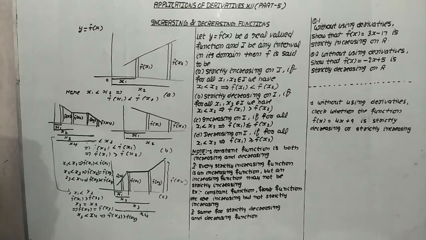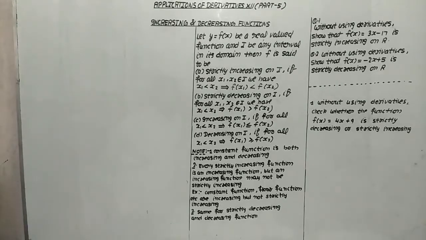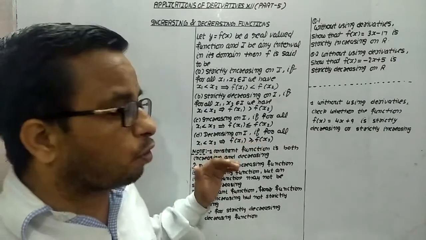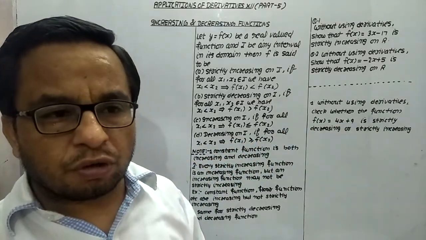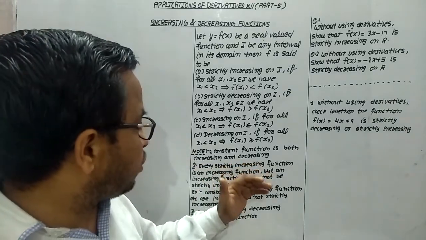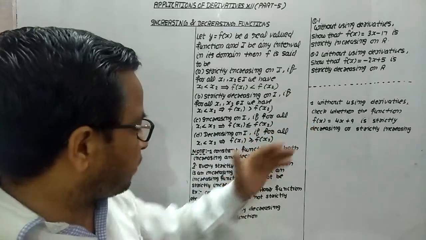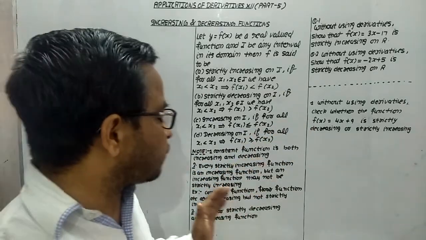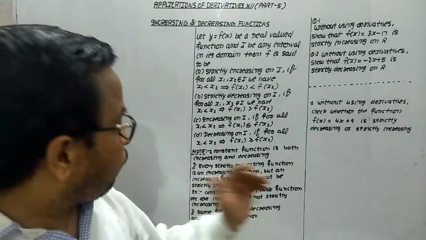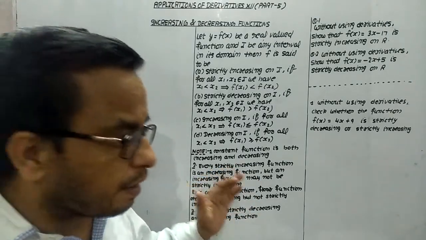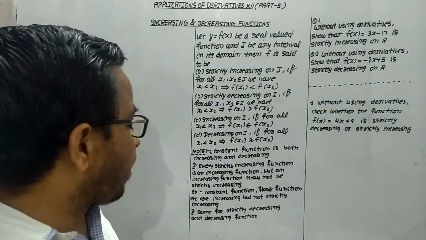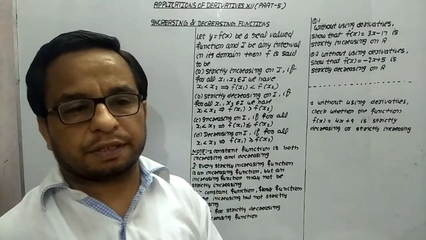Now another thing, there are a few points you have to remember. A constant function is both increasing and decreasing. Next, every strictly increasing function is an increasing function, but an increasing function may not be strictly increasing. For example, constant function, floor function, etc. are increasing but not strictly increasing. And in the same way, we can define strictly decreasing and decreasing functions.